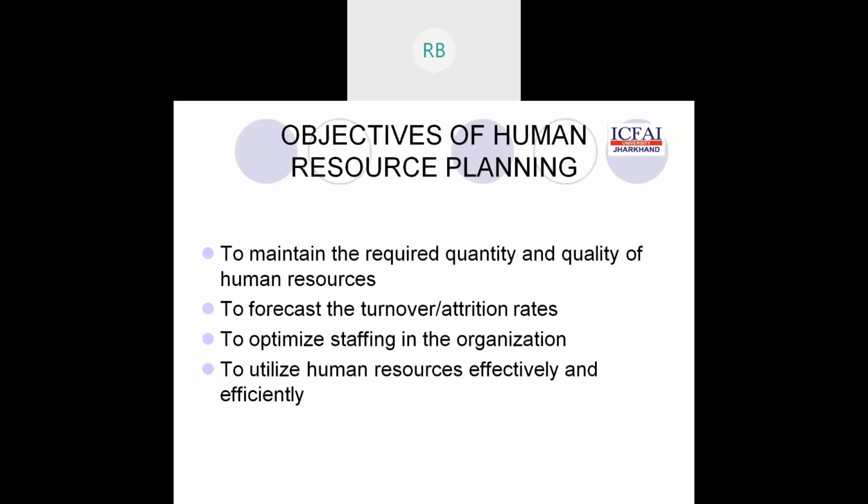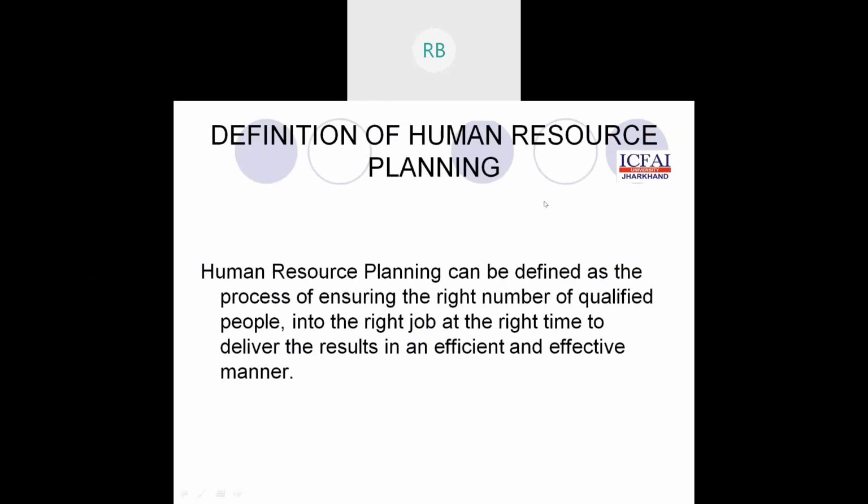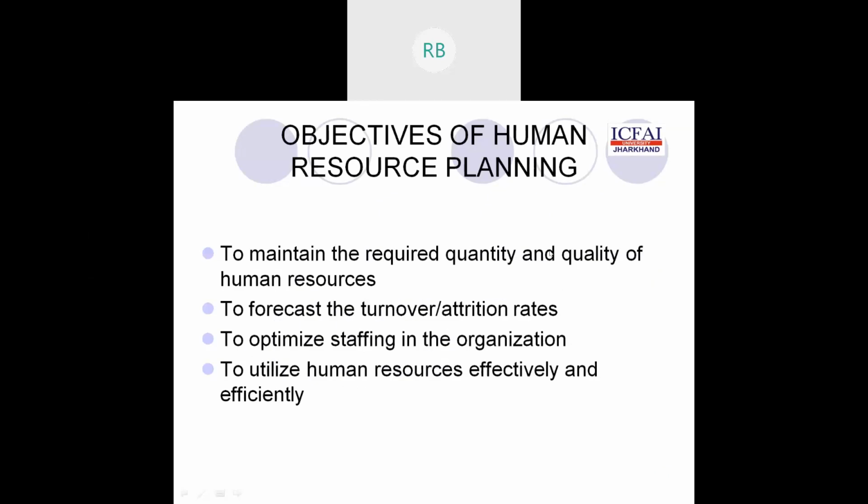Now, what are the objectives of human resource planning? First, to maintain the required quantity and quality of human resources. What is quantity and quality? Not to pick anyone, but in the recruitment process, we have to take quality. We have to plan out what quality, where it is required. This can be done through job analysis.